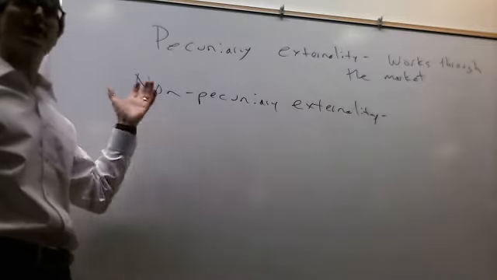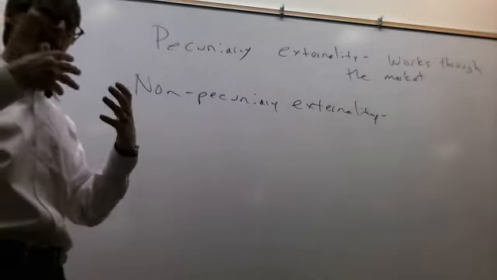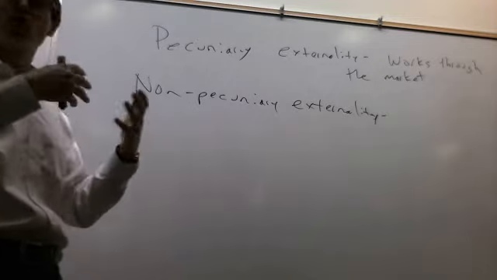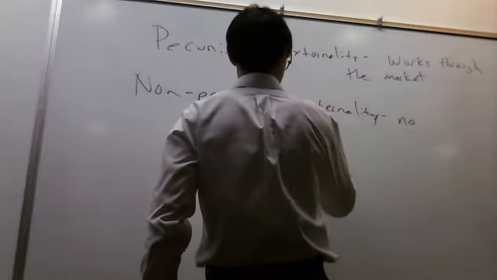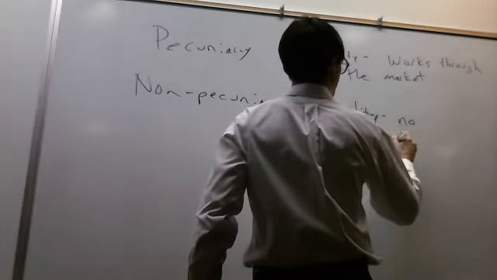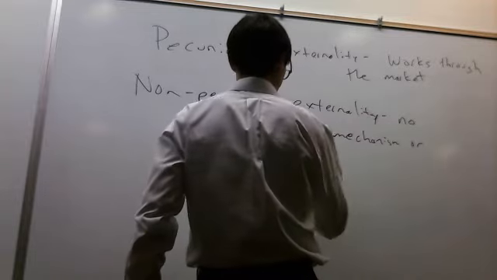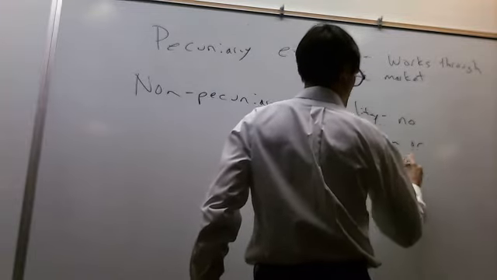A non-pecuniary externality is an externality where you don't necessarily see a market interaction such that you're seeing a price mechanism at play. So there's no price mechanism or market that reflects the externality.